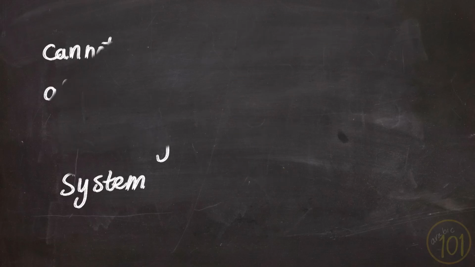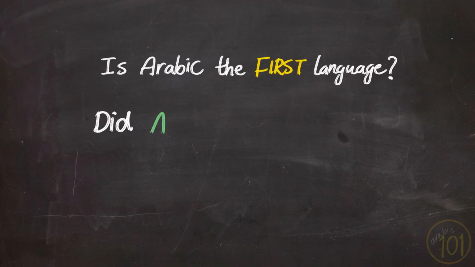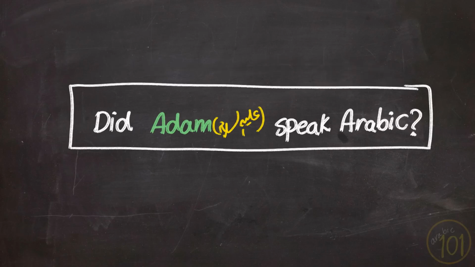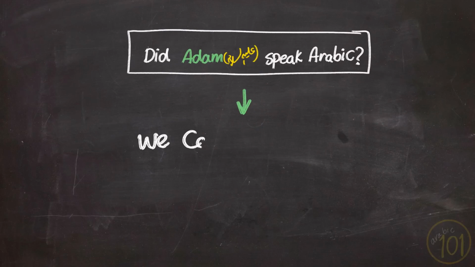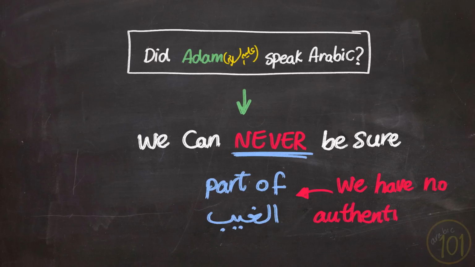So now, according to this theory, does that mean that Arabic was the very first language? Did Adam alayhi salam speak Arabic? Well, one thing is certain, which is that we can never know with certainty which language Adam alayhi salam spoke, simply because this is part of the unseen, al-ghaib, and we don't have any authentic wahi that can tell us with certainty which language he spoke.